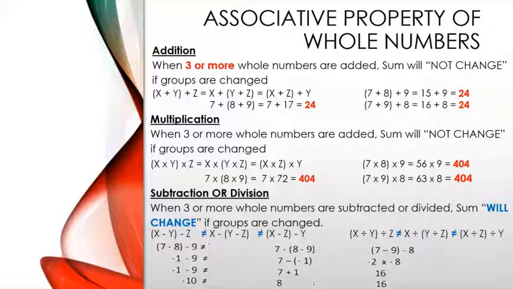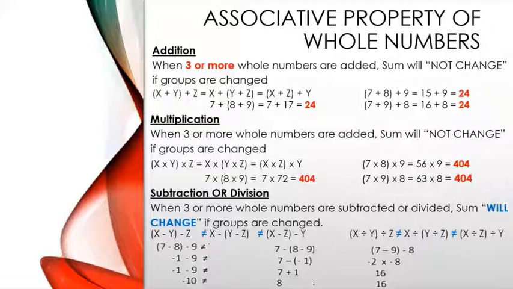In multiplication, when three or more whole numbers are multiplied, the product will not change if the groups are changed. So for example, x into y into z is equal to x into z into y.